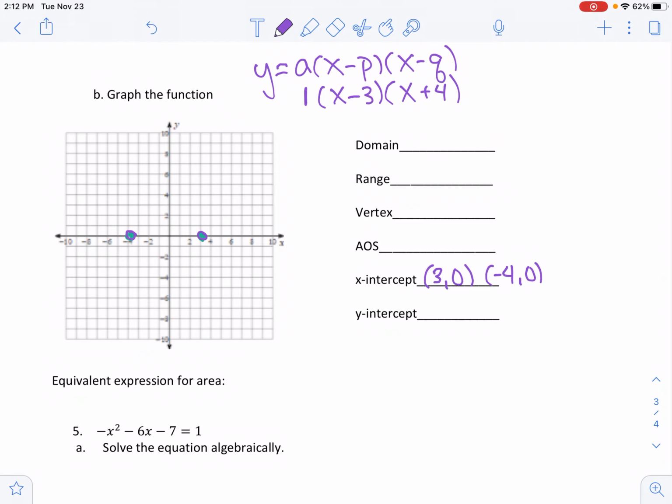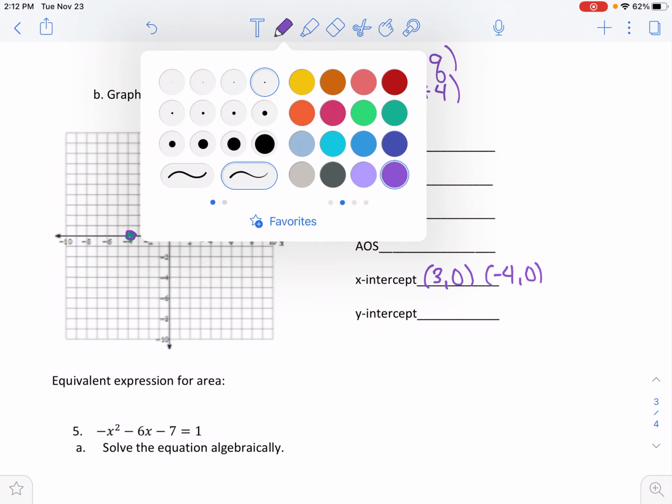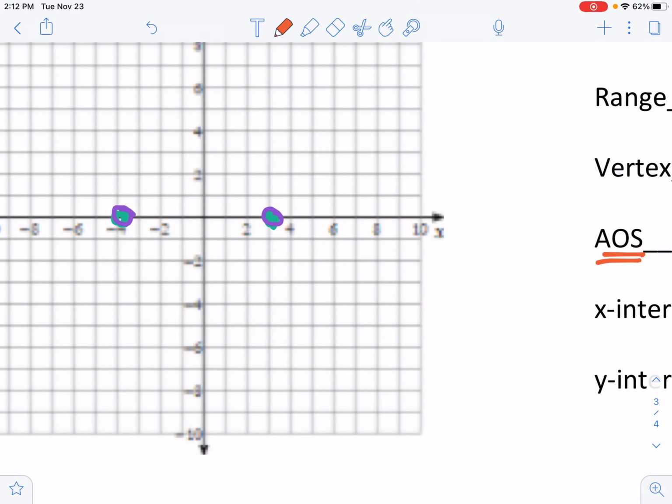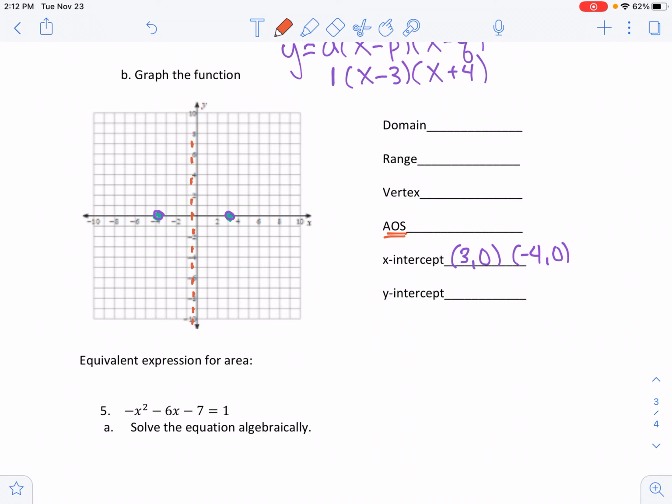And then if you were to look at your yellow sheet from the end of Unit 2, it would say to find the axis of symmetry, go halfway in the middle. And the problem with this one is it's a fraction. So sometimes graphing by hand is not always super easy. But that's okay, it's not too bad of a fraction. It's x equals negative 0.5.